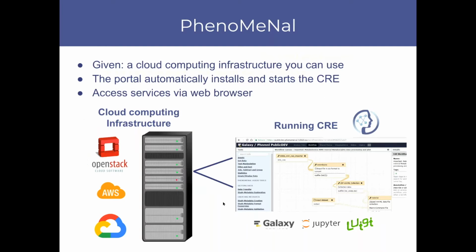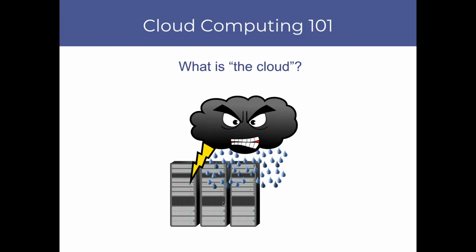So to illustrate, given that you have a cloud computing infrastructure that you can use, the portal automatically installs, configures, and starts a number of services that can be used for your data analysis needs. These services will run on the cloud, and you will access them through a normal web browser. So you'll access these services, upload your data, run your analysis. Once your results are ready, you can download them, and then you can shut everything down. We spoke about cloud infrastructure.